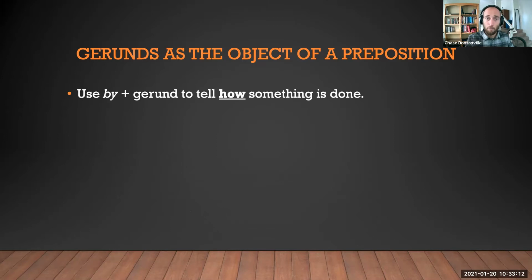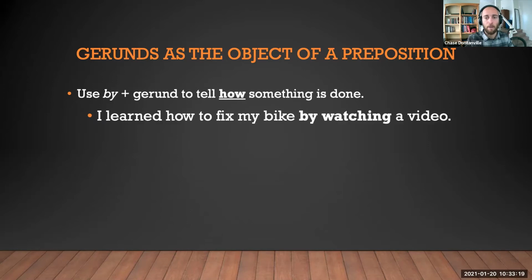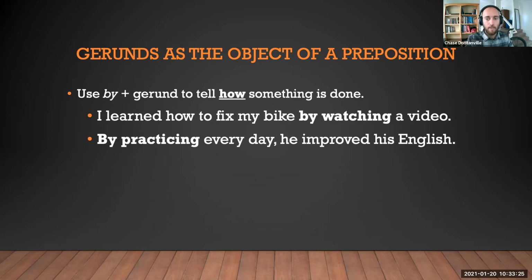And you can use by plus a gerund to tell how something is done. I learned how to fix my bike. How? By watching a video. He improved his English. How? By practicing every day.